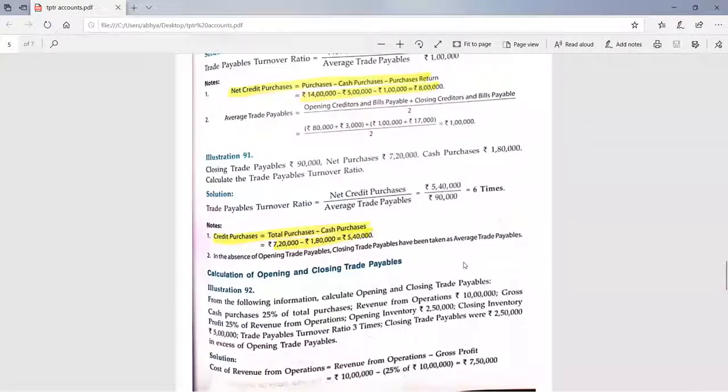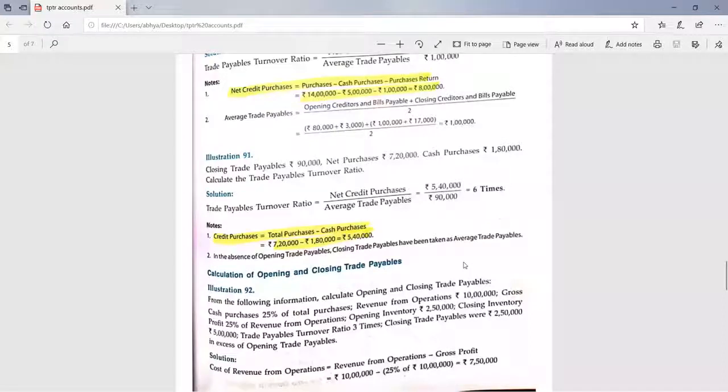Do you remember the formula of COGS? You have to put the values in the formula of COGS and you can find out the total purchase. What was the second formula of COGS? First formula we have already applied, 750. Second formula was opening stock plus net purchases plus direct expense minus closing stock. Direct expenses are not given in the question, so we will assume it 0.